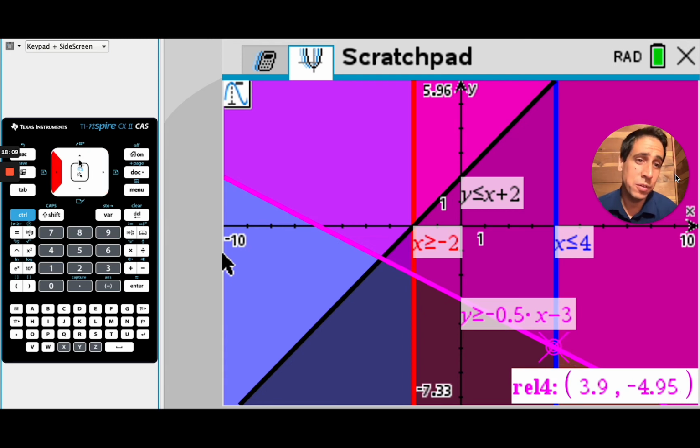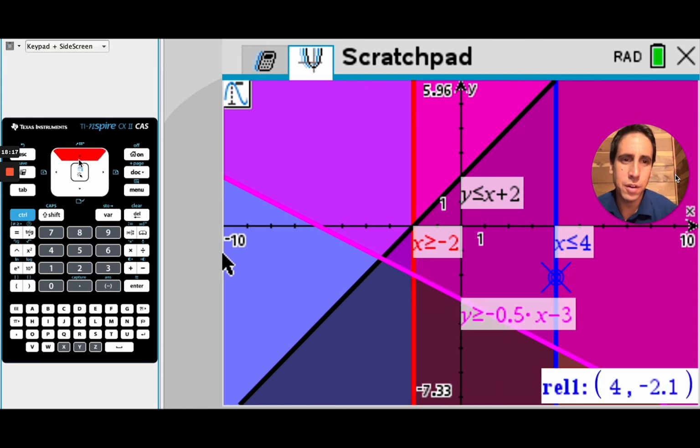Now maybe you want to use the intersection tool, but I'm just using trace right now to go back and forth. Maybe a better way to do this would be to jump onto the blue line. Now we can press the left and right arrows, not up or down. We go 4 comma something would give us that value. And then go back and forth. You can find that the x value here is -2 on that intersection. All right.